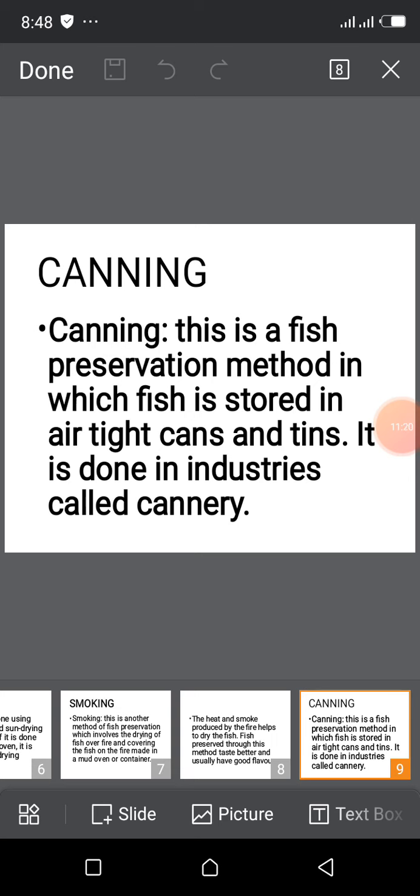Now, let me explain canning again. What canning tries to do is compress the fishes into a tin, airtight, making sure that there's no air inside the container. And it is usually done under very strict aseptic condition. Aseptic condition means condition that is free of any contamination from the environment.